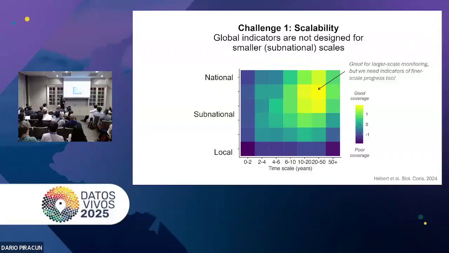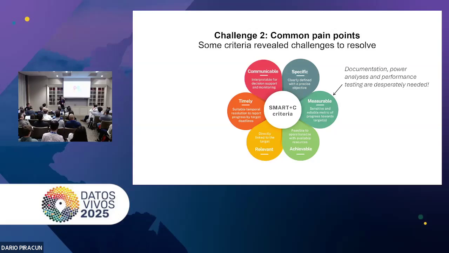Indicators for subnational use are not designed to do that. They're not totally fine, but we need to work on some of these gaps, like local short-term skills. There were common conflicts across indicators. One of the biggest is that it's very hard to evaluate whether an indicator is actually a good metric or data. Testing, power analysis, and documentation are lacking for some indicators, so those are really hard to use.